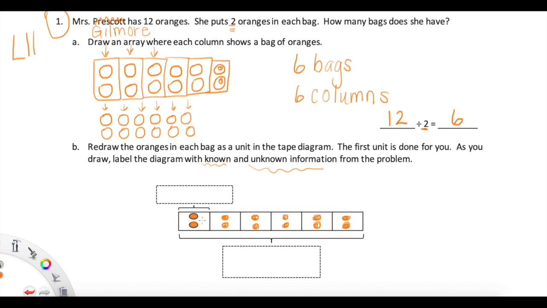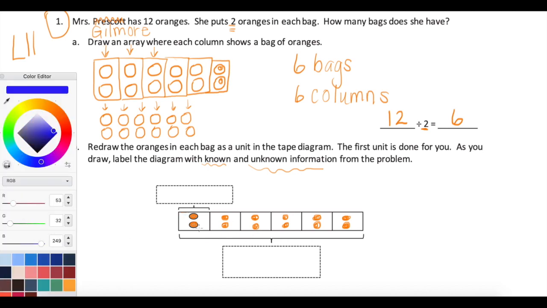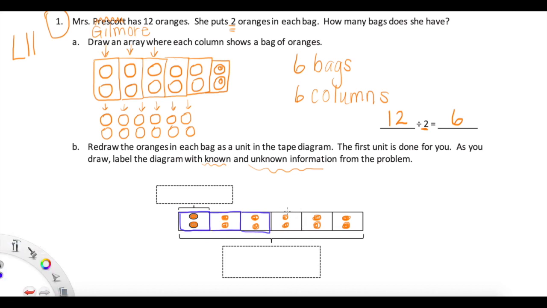So friends, here we have 2 oranges in each bag. How many bags do we have? Well, I can see very clearly that this tape diagram is organized into very specific smaller units. I see 1, that represents 1 bag. I see 2, I see 3. So now I'm outlining in blue to show all of our bags. Let's make sure that the bags that we find here in B match our bags that we found in A. So I have 4 bags, 5 bags, and 6 bags. Wonderful. So this is another way to show our information.